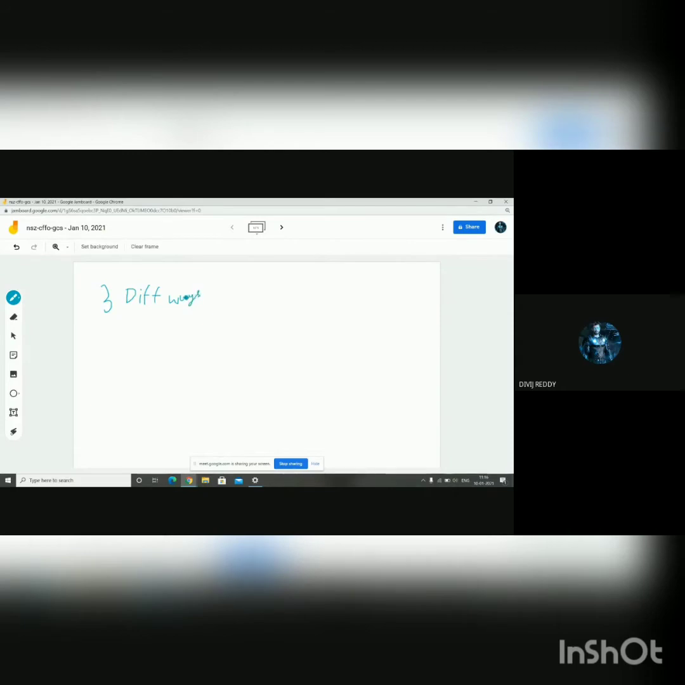The three different ways are: first, signed magnitude method. The second one is one's complement. And the third one is two's complement. So these are the three ways to represent a negative number.